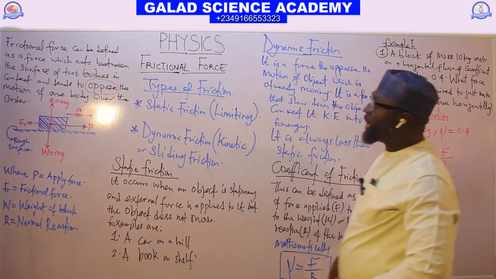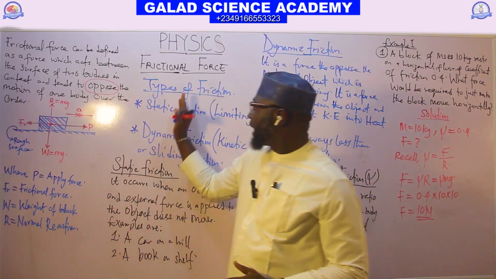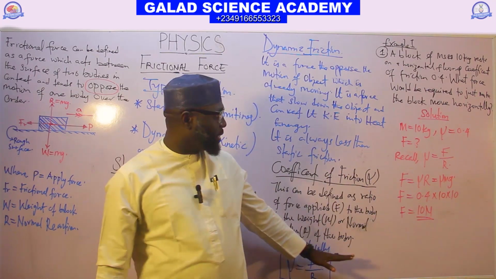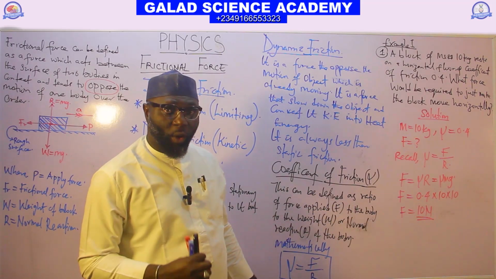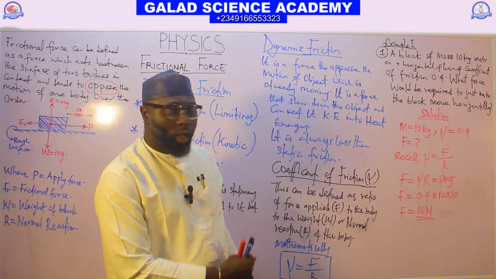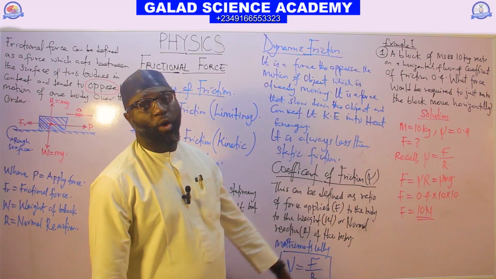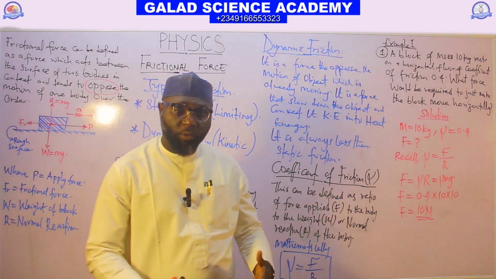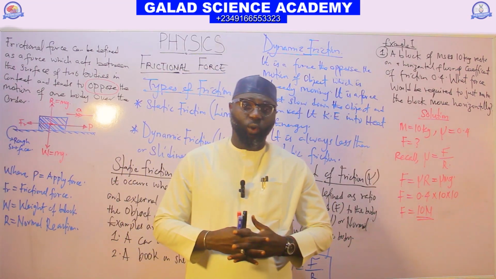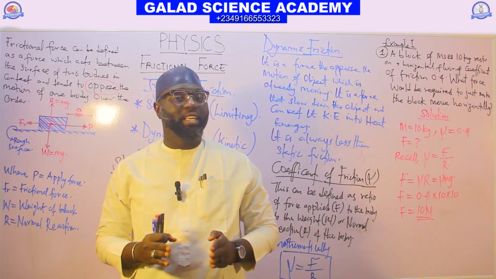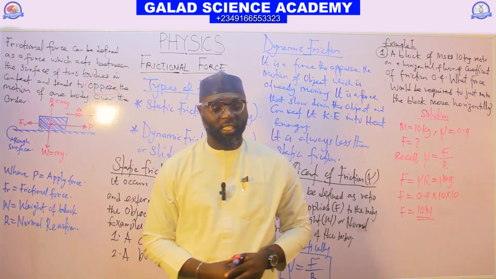So that is the definition of friction, types of friction, and how to determine the coefficient of friction. The next thing we are going to treat is experiments to determine the coefficient of friction. After that, we move to the advantages and disadvantages of friction. From there, we move to the frictional force analysis. So let's go.